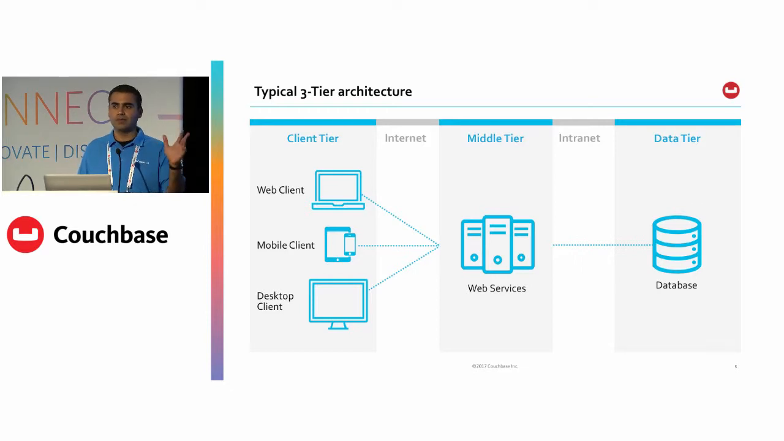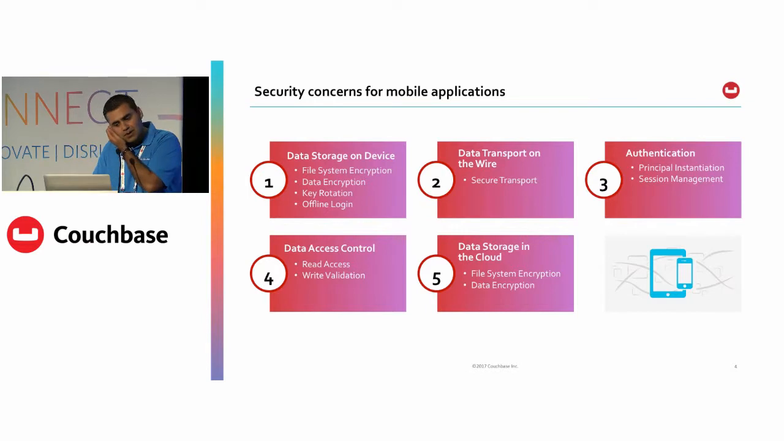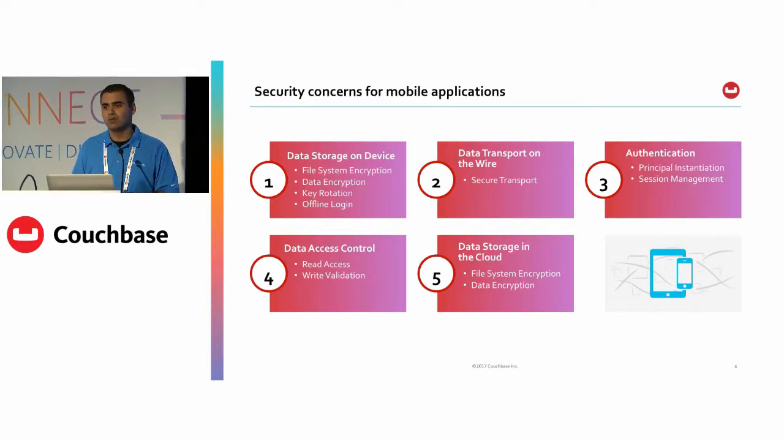So this is, I think from a level set perspective, the most generic three-tiered architecture that we could come up with. And when we think about an architecture like this, I think the key security concerns to think about are, if you're storing data on the device, how are you encrypting data on the device? What's the file system encryption? What's the actual data encryption, if you will? How do you rotate keys on how data is being rotated? And then what sort of offline login support do you have today?